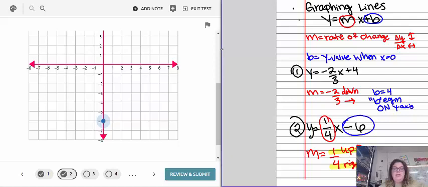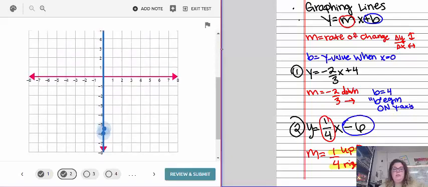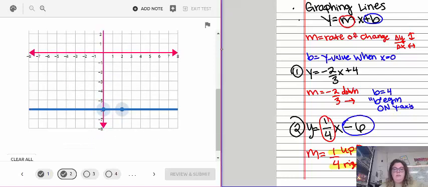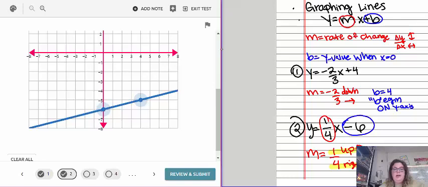So from this beginning point, I need to go, oops, again. I need to go up once and then right 1, 2, 3, 4. I've gone up once and right 1, 2, 3, 4 times. Okay.